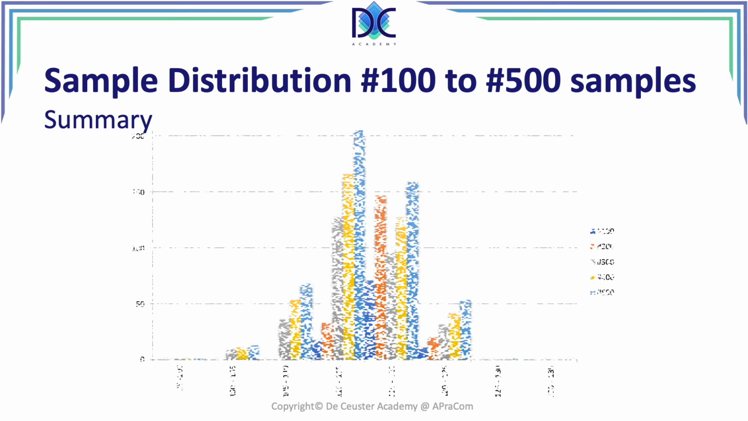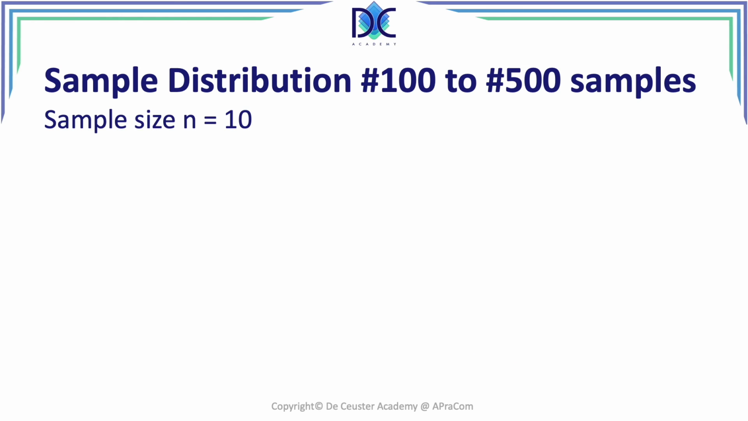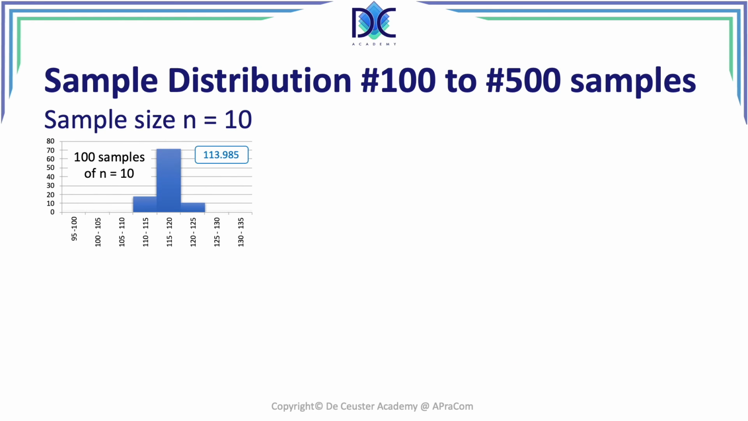Now when we look at the summary of those and we look at the sample distribution with different sample sizes, we can find those values, we can do those samples, and we find a very nice overview when we have the sample distribution between 100 to 500 samples. Now we can also look at the sample size n equal to 10, and out of 100 samples we look at n equal 10.